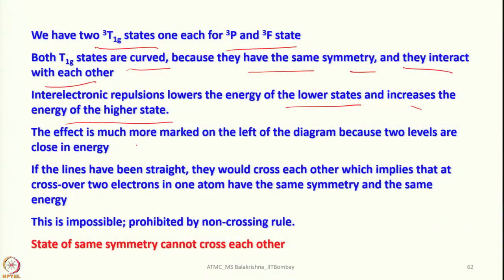This effect is much more marked on the left of the diagram because the two levels are close in energy. If the lines had been straight, they would have crossed each other, which implies that at the crossover, two electrons in one atom have the same symmetry and the same energy. This is impossible, prohibited by the non-crossing rule. As a result, what happens? You can see that kind of anomaly. Instead of going straight, it is deflected upward to avoid this, and in the same way this one, which was going straight to intercross, does not cross but comes down.